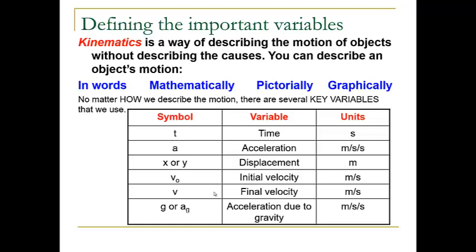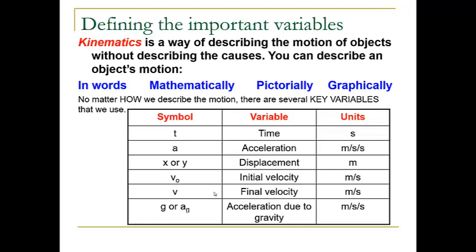You're going to want to make sure you memorize this. Time is always represented by lowercase letter t, always measured in seconds. A is your acceleration, always measured in meters per second squared. X or Y is going to be your displacement, always measured in meters. V naught is going to be your initial velocity. That naught means like original. Some people say V0, VO, V naught, they all mean the same thing. It's always your initial velocity. Velocity is always measured in meters per second.